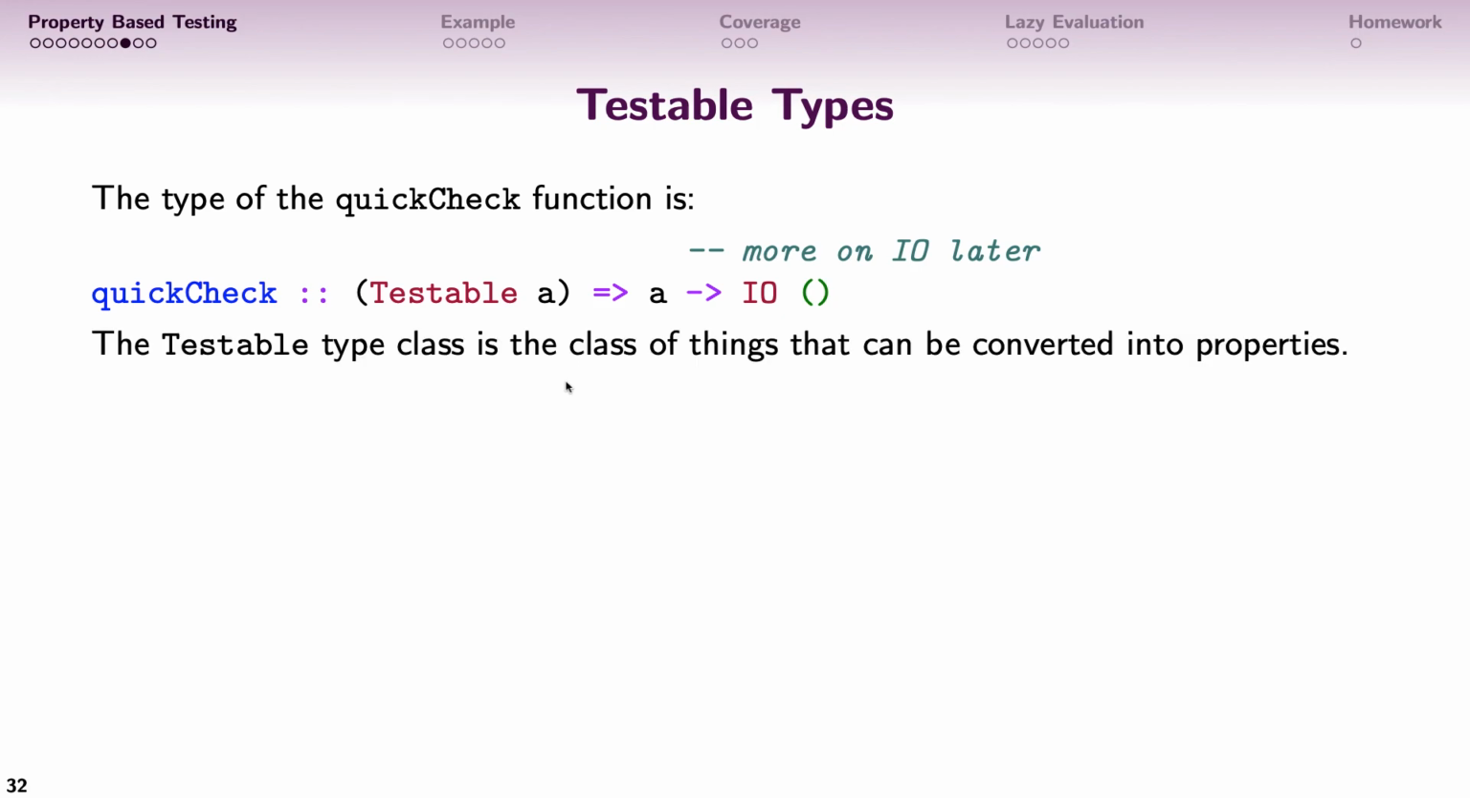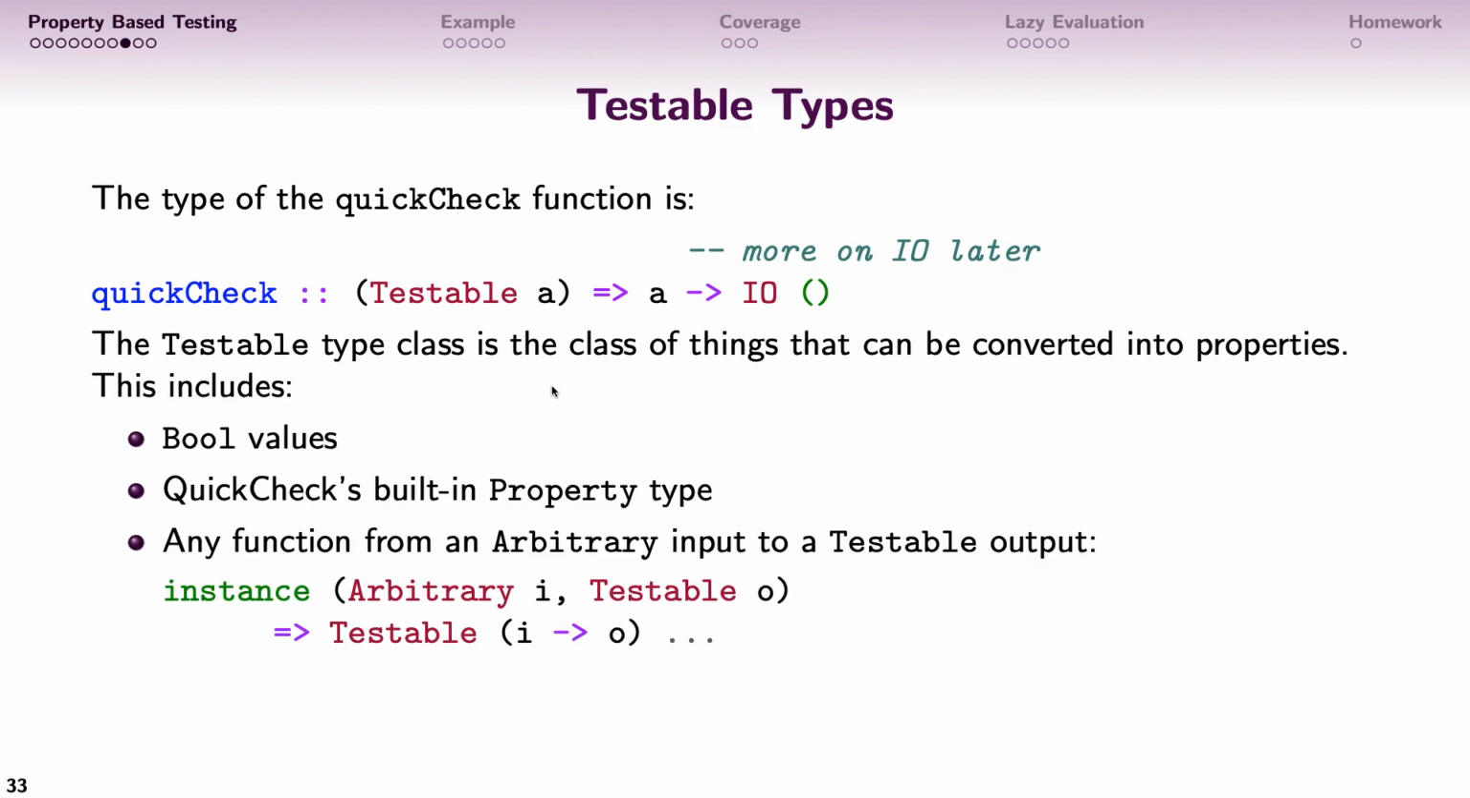This Testable type class is the type class of things that can be converted into properties, right? So booleans by themselves are properties: if the boolean is true, then the property holds, and if the boolean is false, then the property doesn't hold, right? QuickCheck has a built-in Property type as well, which is essentially a boolean with some extra features. I'll talk about what that is later, but you can think of it as much like a boolean. And then, in addition to booleans and souped-up booleans, any function from an arbitrary input to a testable output is itself testable.